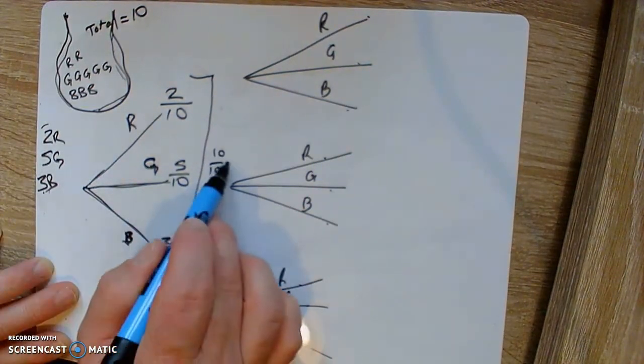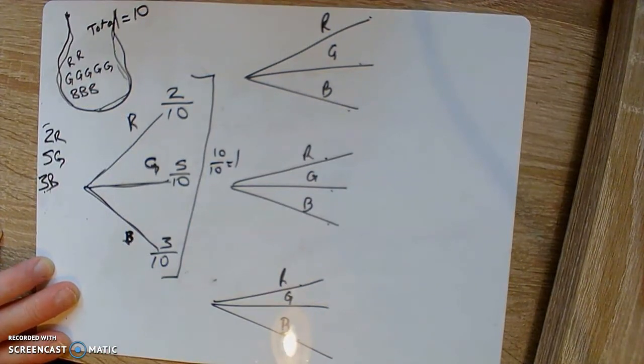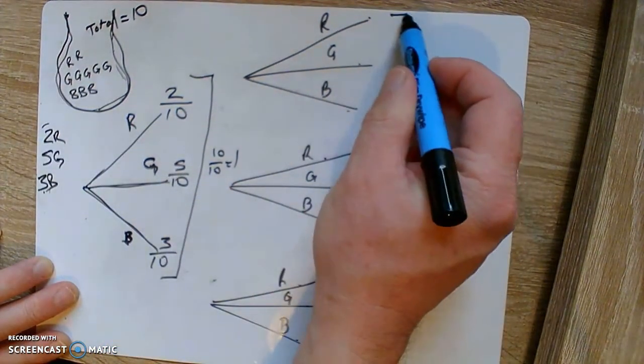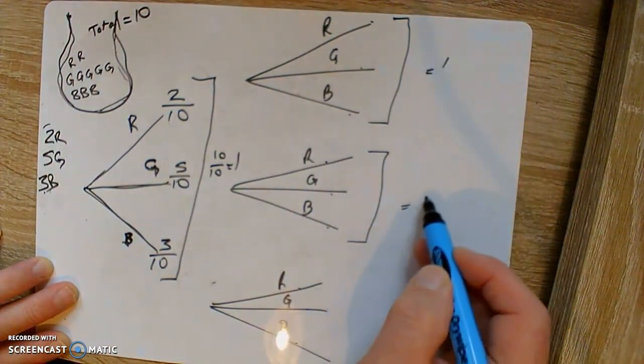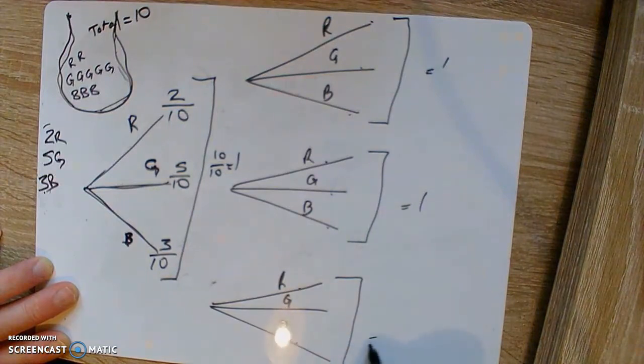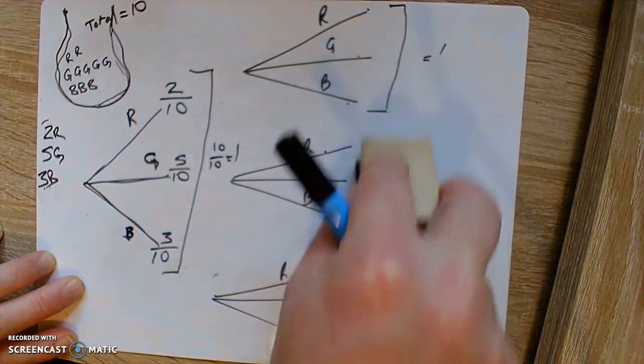What you will notice is if you add those 3 things together, that would equal 10 out of 10 or a whole one. So probability is always out of 1. So at each one of these, if we add these together, that's going to equal 1. If we add these together, that's going to equal 1. If we add these together, that's going to equal 1 in each case. So if we can remember that as we go through, okay, let's rub them out.